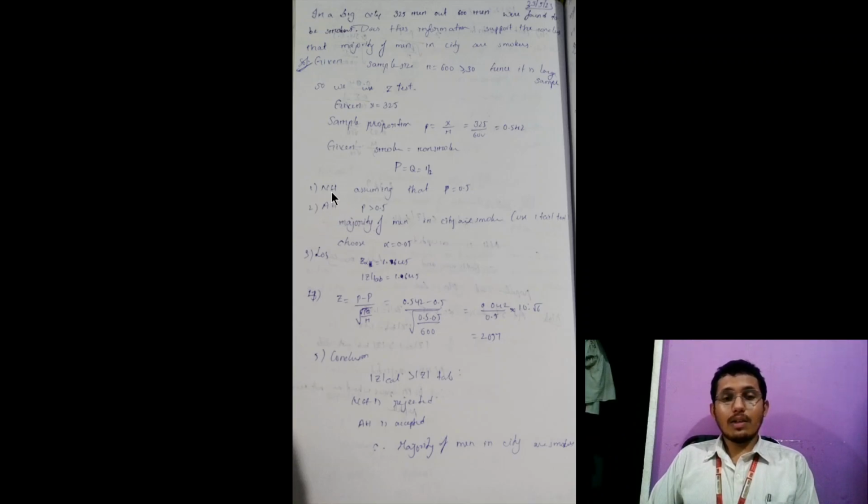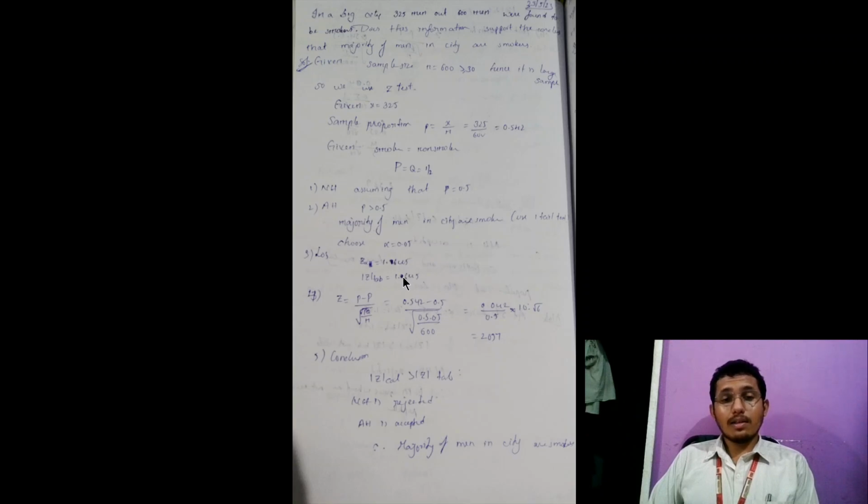So let's get started. The null hypothesis is p equal to 0.5. I'm sorry, I mean, this is the hypothesis: number of smokers equals non-smokers, 0.5. And the alternate hypothesis, which is the question, is that the majority of the men in the city are smokers. So p greater than 0.5. Majority of the men in the city are smokers. So we use a one tail test.